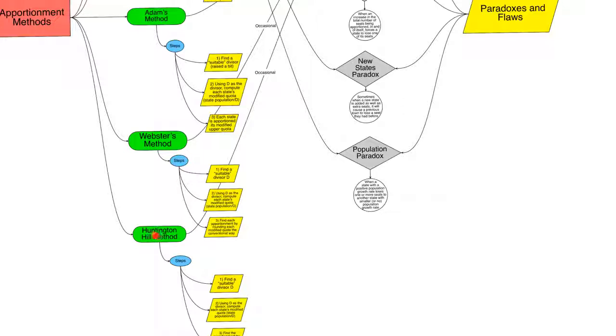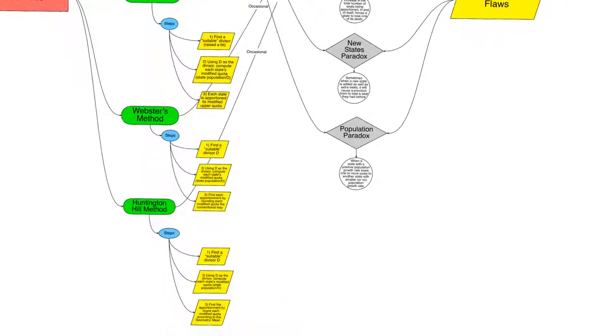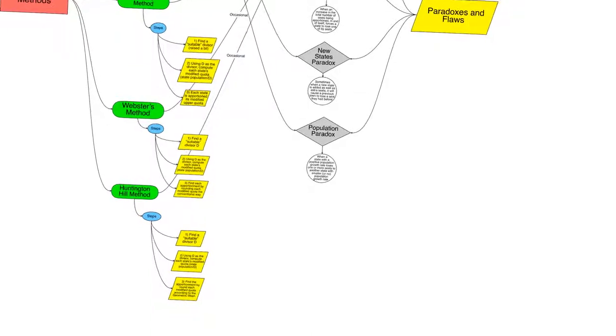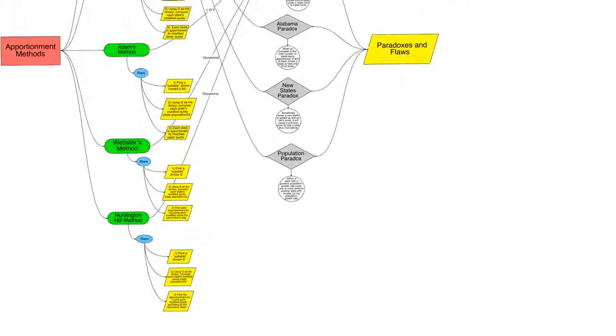Okay, so moving on to the Huntington-Hill method. This is the one that we just went over in detail recently, and you may have noticed it's really the same thing as Webster's method, except instead of rounding in the conventional way, you're going to be rounding in accordance with the geometric mean of the upper and lower quota. So very quickly, you find a suitable divisor D, you use D as the divisor, compute each state's modified quota, and then from there you find the apportionment by rounding each modified quota according to the geometric mean. That's when we brought out that chart from before. To have a chart handy that lets you know the Huntington-Hill cutoff point will be very helpful.